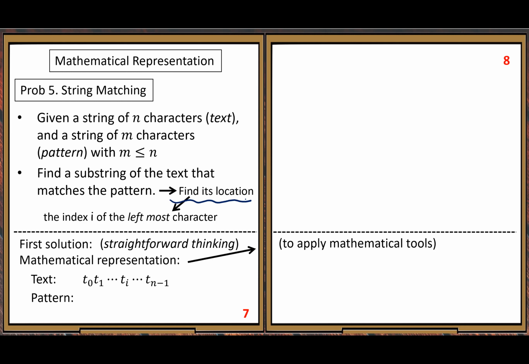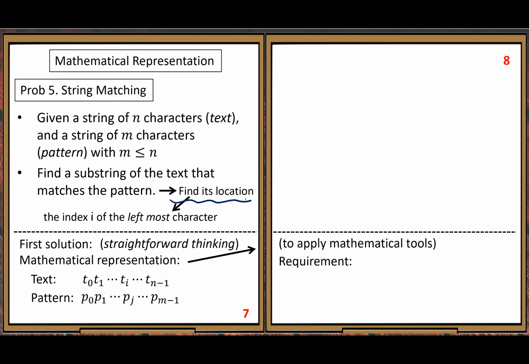Second, the pattern. We use P. So P is a character sequence, with indices from 0 through n-1. With these two expressions, we can do discussions. We can write detailed discussions clearly on paper, not in our mind. In our mind, we will get lost quickly, right? So we need to write it on paper.